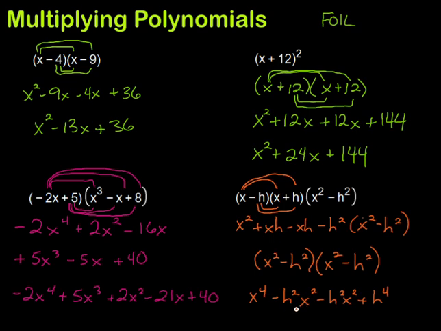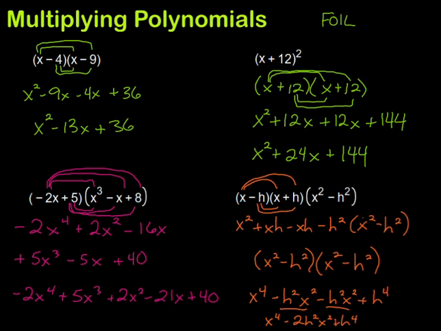Finally, look for those like terms. We've got this one and this one. So let's put those together, and we finally end up with x to the fourth. There's one of these and one of those. They're both negative, so minus 2h squared x squared, and then finally plus h to the fourth.